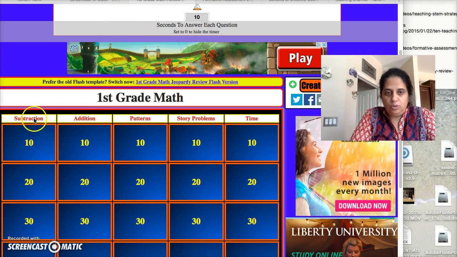The teacher can go on different sections, as if the students say that they want subtraction, addition, pattern, story problems, and click on those.